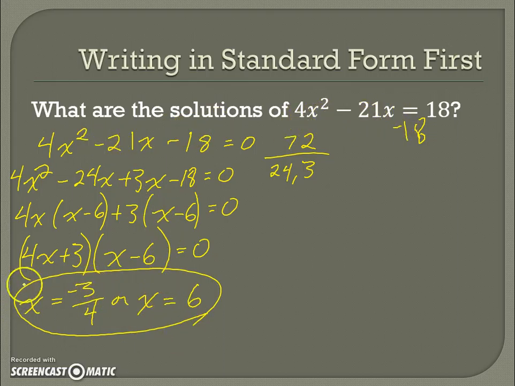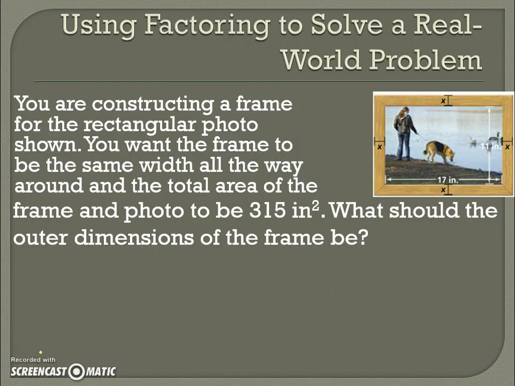All right, so what about solving a real-world problem? It says you are constructing a frame for the rectangular photo shown. You want the frame to be the same width all the way around, and the total area of the frame and photo to be 315 inches squared. What should the outer dimensions of the frame be?